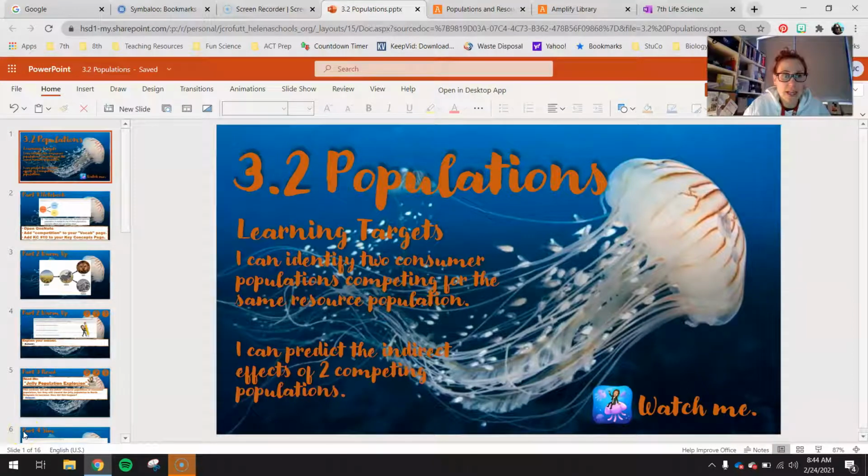Hey 7th graders, today's assignment is your 3.2 populations. We are slowly winding down on our Amplify assignments, so this is kind of looking towards the end. The main thing that we're going to be focusing on today is indirect effective changes in populations.